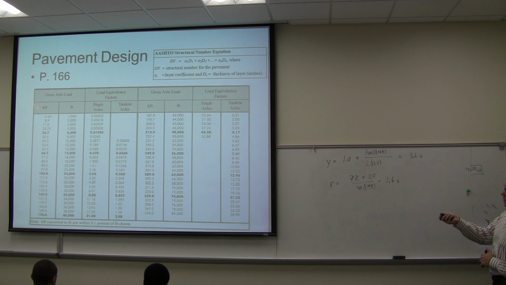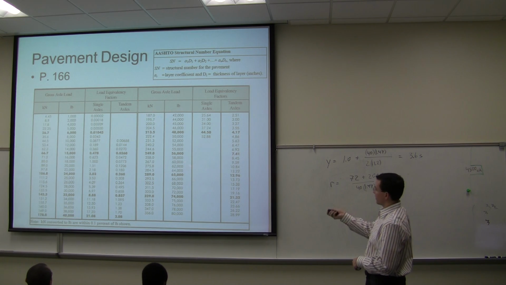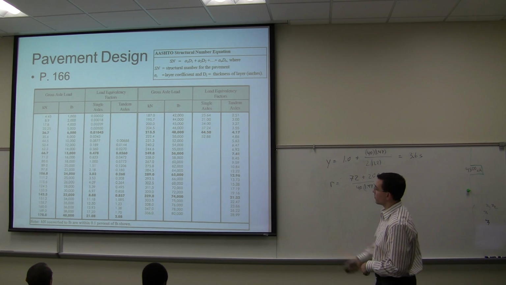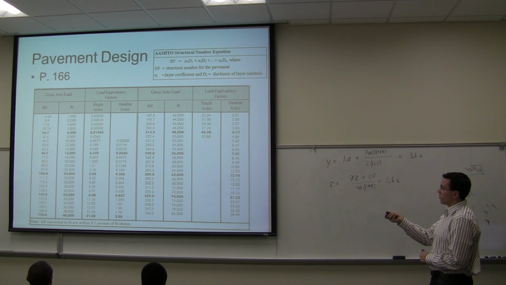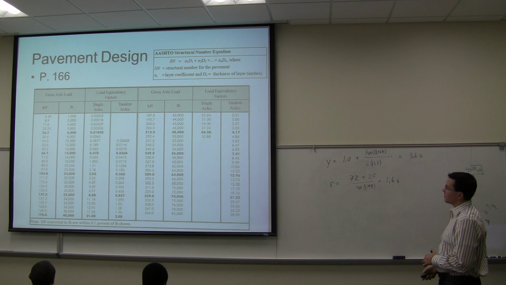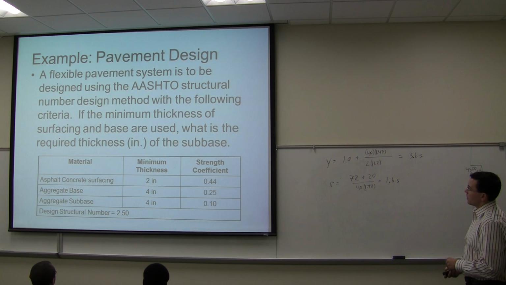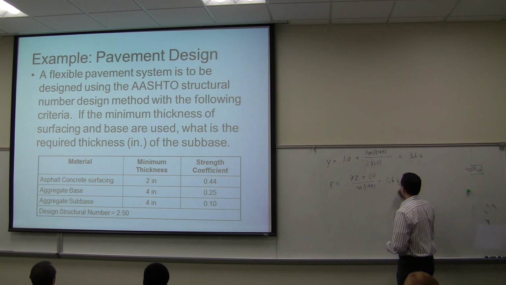The only thing to point out here on this table, these are pounds going from 1,000 to 40,000. This is just continuing on. They had room on the page. This technically should be placed underneath here. So we've got the load equivalency factors for single axles as well as tandem axles. So calculations. First one using the structural number.